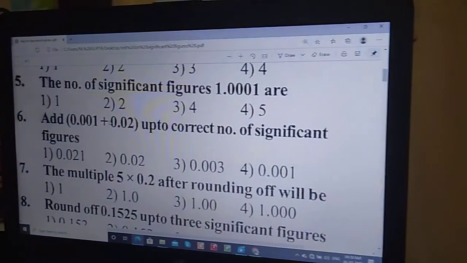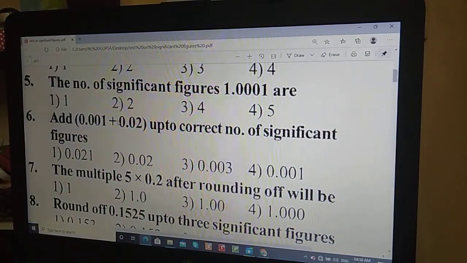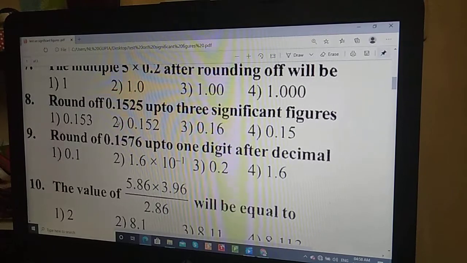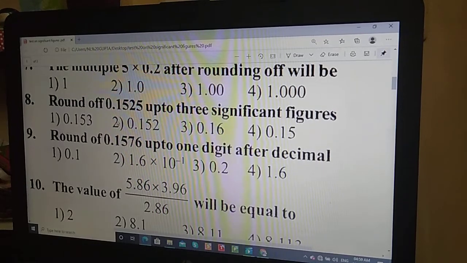Now let us move to question number 8. What is question number 8? It is about rounding off 0.1525 up to 3 significant figures. Okay, so let us take question number 8. They are asking about rounding off.